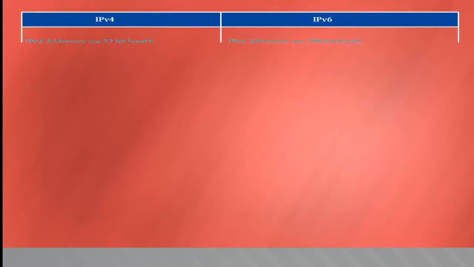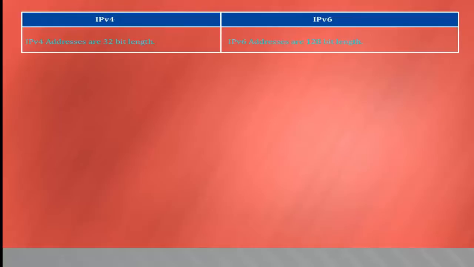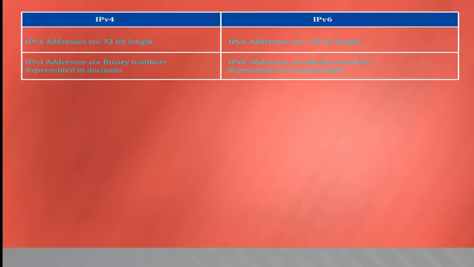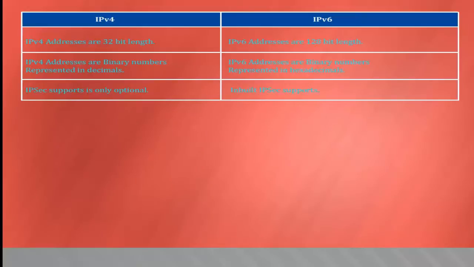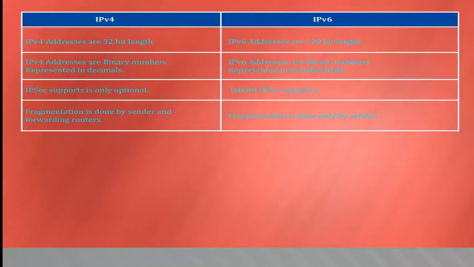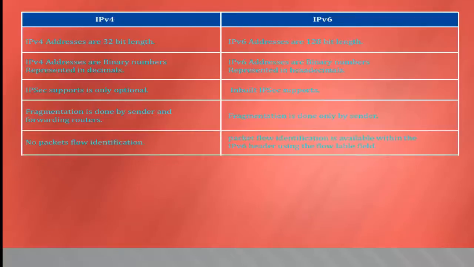IPv4, IPv6. IPv4 addresses are 32 bits in length. IPv6 addresses are 128 bits in length. IPv4 addresses are binary numbers represented in decimals. IPv6 addresses are binary numbers represented in hexadecimals. IPsec support is only optional in IPv4. IPv6 has inbuilt IPsec support. Fragmentation is done by sender and forwarding routers in IPv4. Fragmentation is done only by sender in IPv6. IPv4 has no packet flow identification. Packet flow identification is available within the IPv6 header using the flow label field.